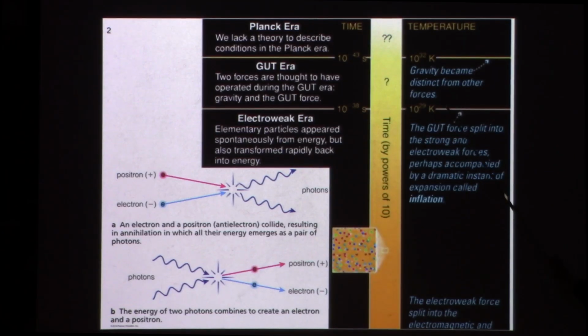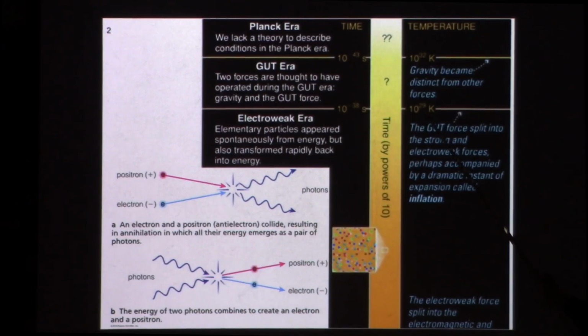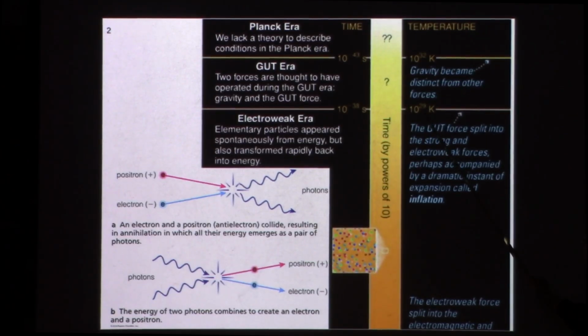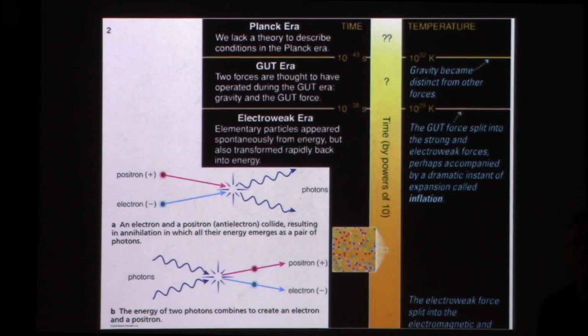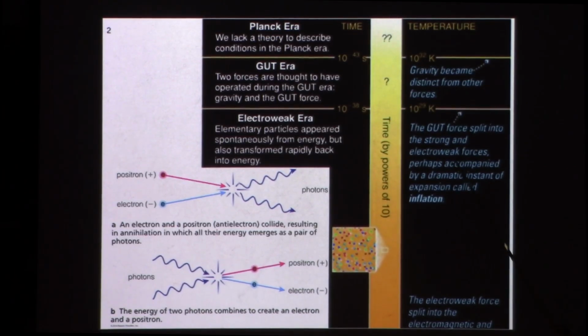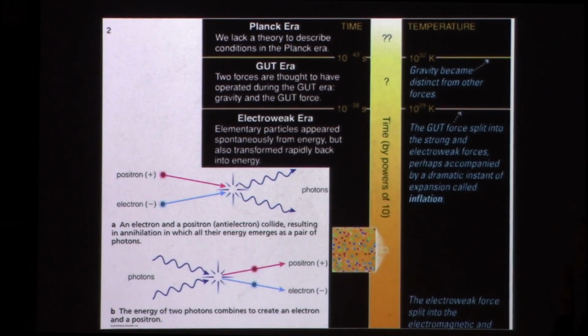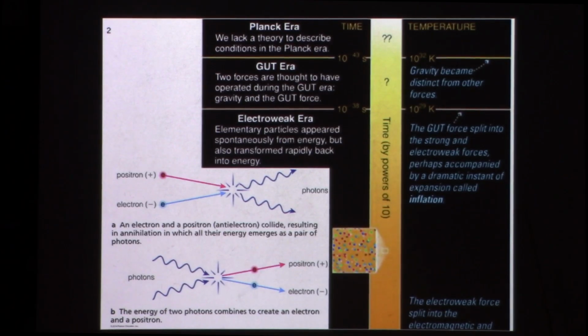So, estimated, oh, by the way, the start of the GUT era, estimated temperature 10 to the 32 Kelvin. Okay, now it cools down to 1,000 times cooler, only 10 to the 29th power Kelvin. The GUT force split into the strong and electroweak forces, perhaps accompanied by a dramatic instant of expansion called inflation.